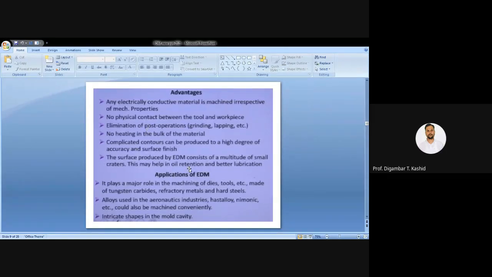Again, the next advantage is that the surface produced by EDM consists of a multitude of small craters. This may help in oil retention, because the surface generated is a combination of these craters. Somewhere these craters actually overlap, correct? So this kind of matte finish is generated. Because of this, on the EDM surface the craters are visible.